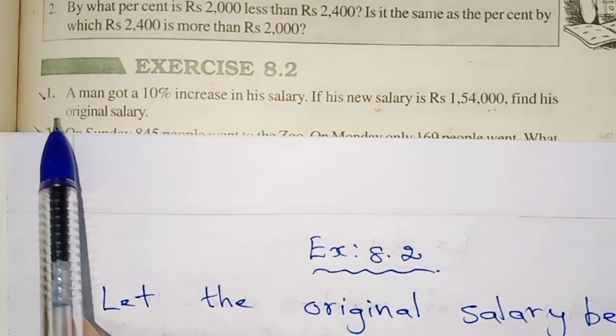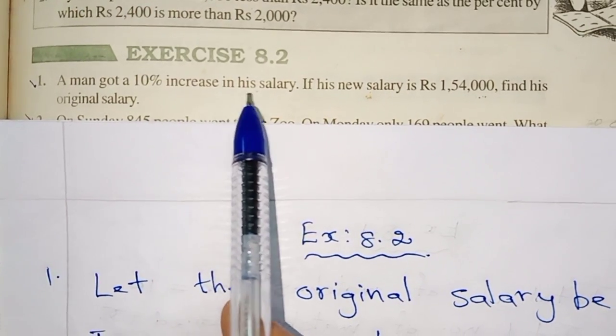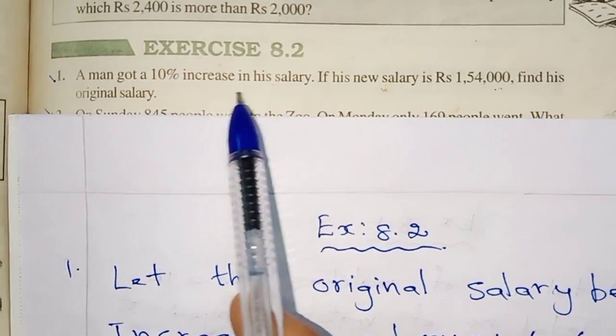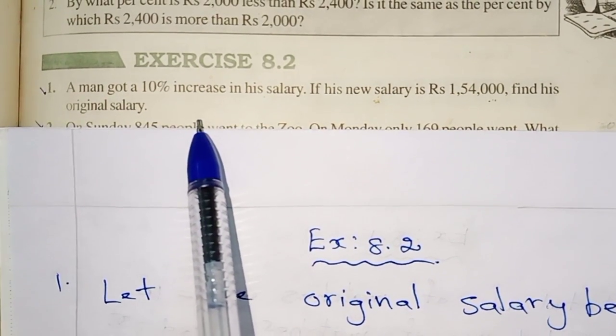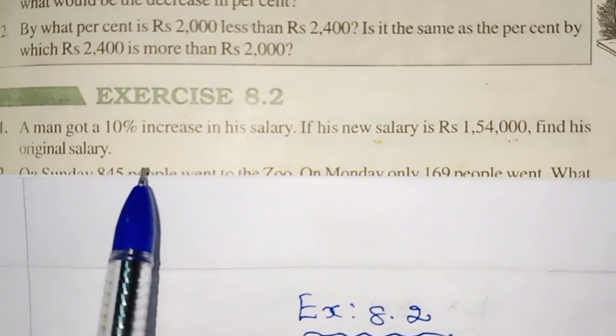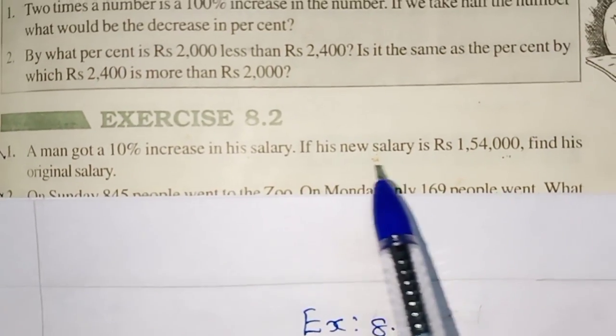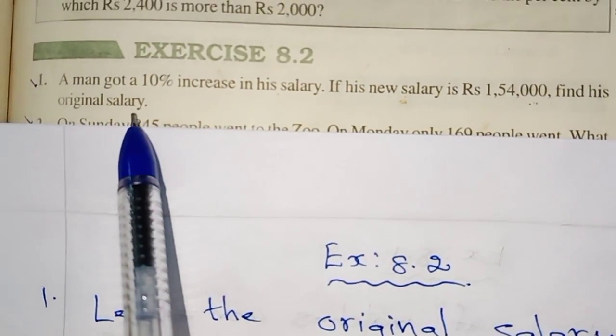Exercise 8.2, first question. A man got a 10% increase in his salary. We don't know what his salary is, so we take it as X. Original salary is X. If his new salary is 1,54,000, find his original salary.